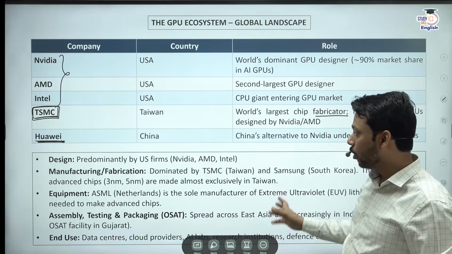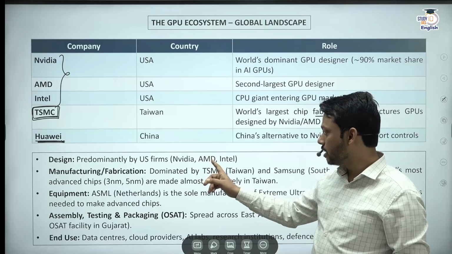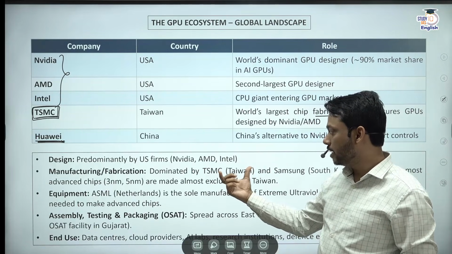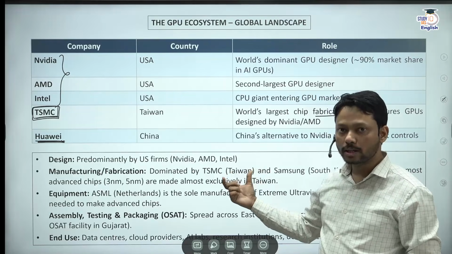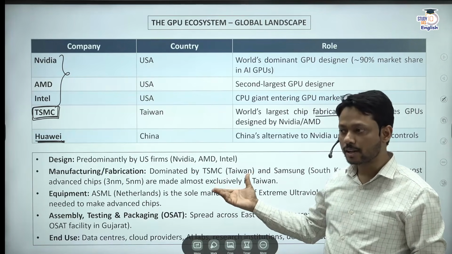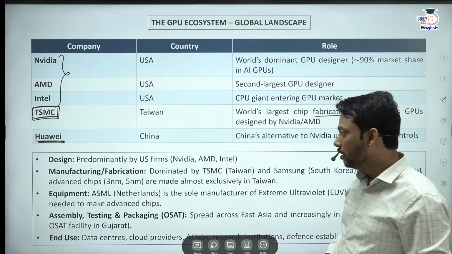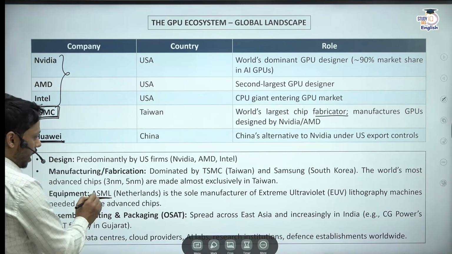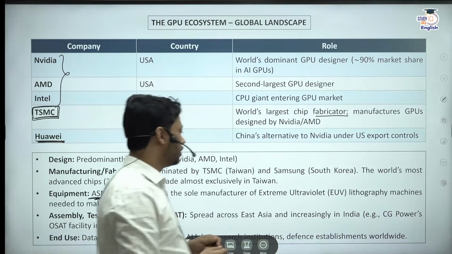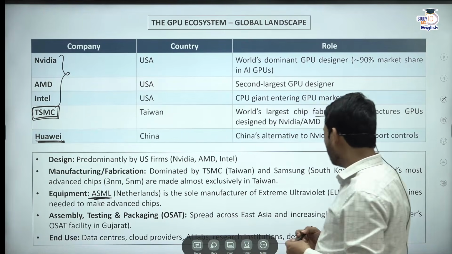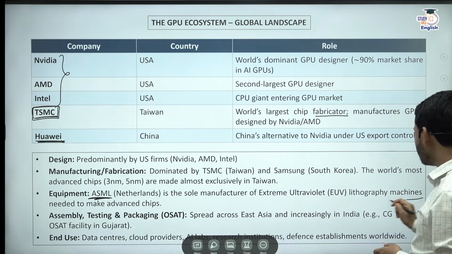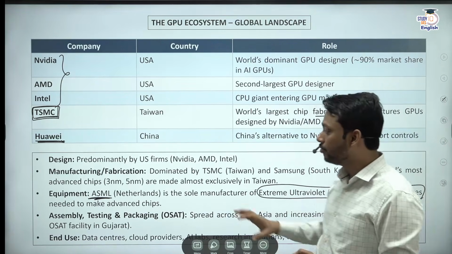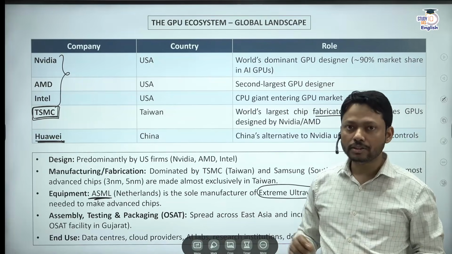So the design of GPUs is dominated by NVIDIA, AMD, and Intel. Fabrication is by TSMC. This is one of the major global companies of Taiwan in manufacturing. Then there is a company of the Netherlands, ASML. ASML has the monopoly of developing the technology, extreme ultraviolet lithography machines, that does the manufacturing of very advanced chips, very, very small in size.